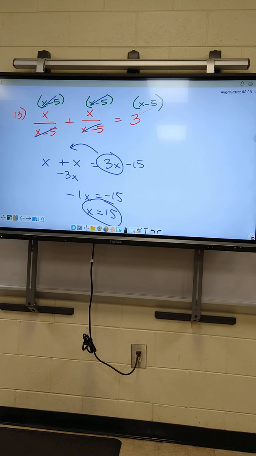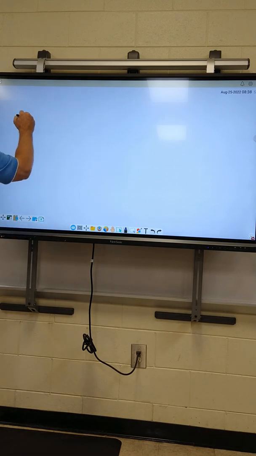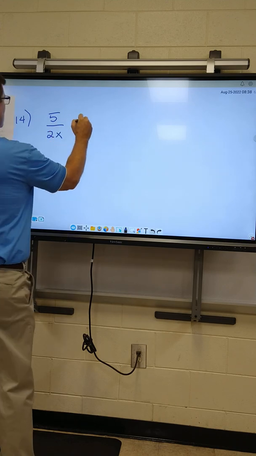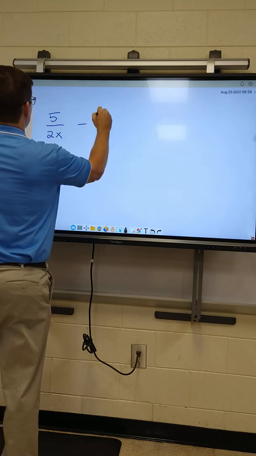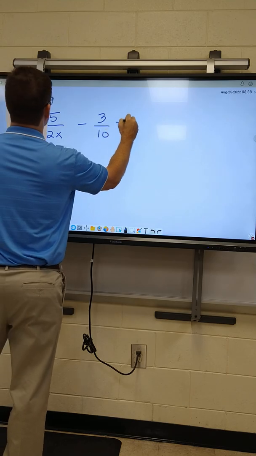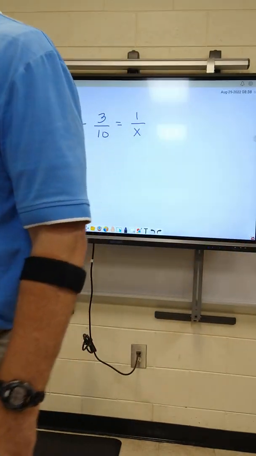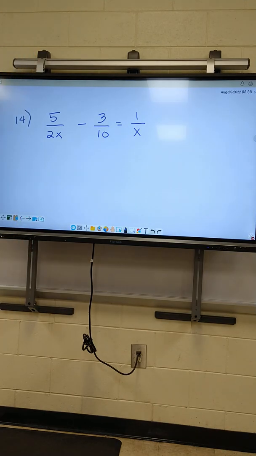All right, let's go to 14. 14, 5 over 2x minus 3 over 10. So here's a challenge to see if y'all learned anything. We got to pick out our common denominator. Look at the bottom on all three fractions. I don't have any plus signs or minus signs on the bottom, so this one's really like number 1.